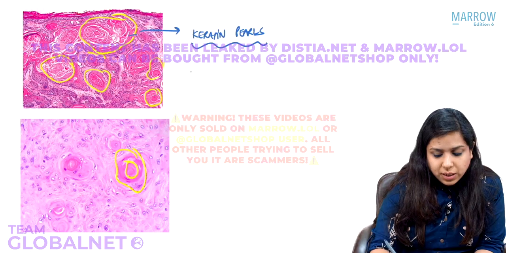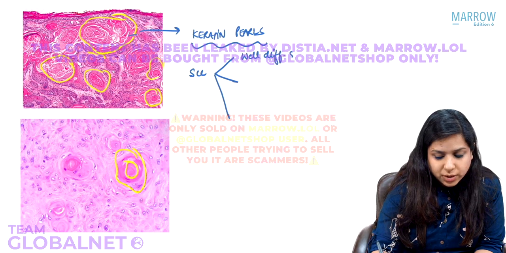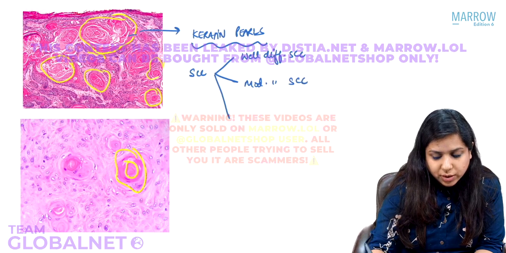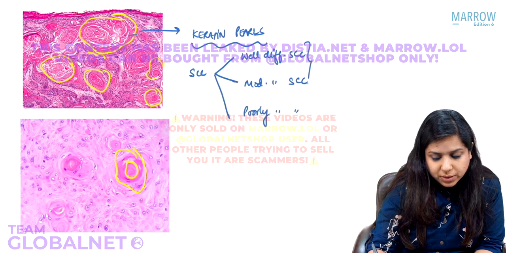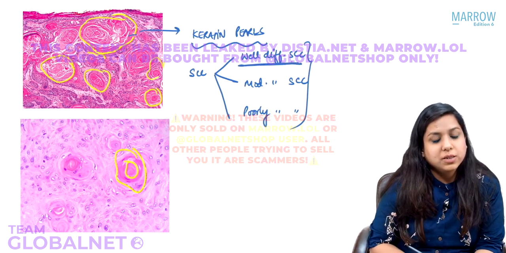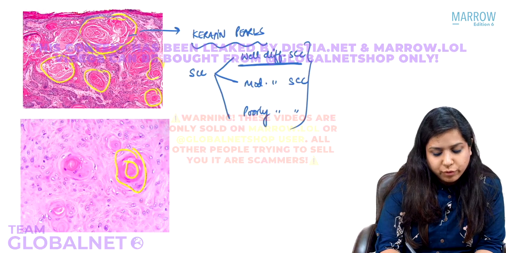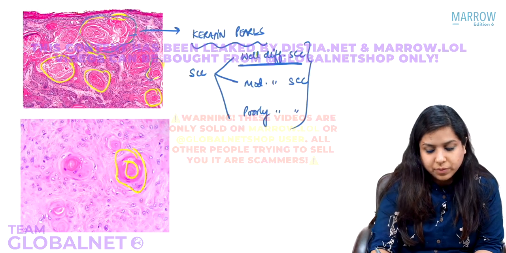So basically, squamous cell cancer is of three types, students. It can be well-differentiated squamous cell cancer, it can be moderately differentiated SCC, or it can be poorly differentiated squamous cell cancer, right? When a person has well-differentiated SCC, you see these beautiful pearls. Like in these two images, I am seeing these pearls. So this is well-differentiated SCC, right?